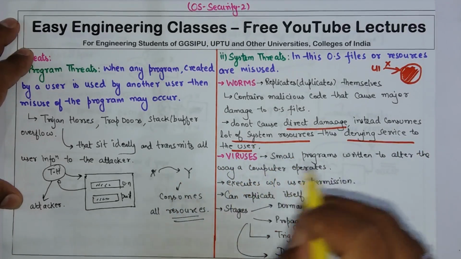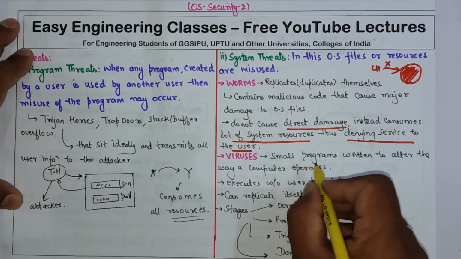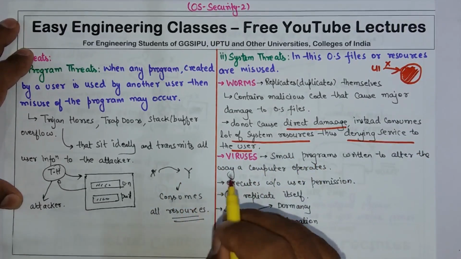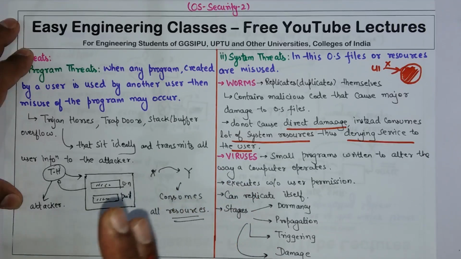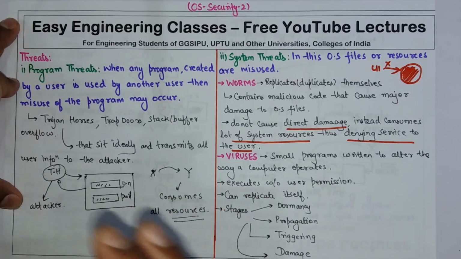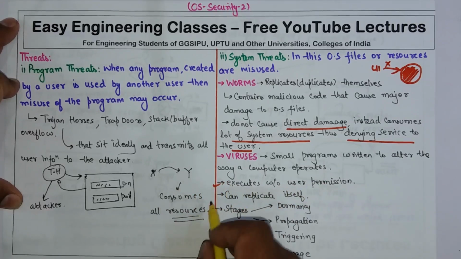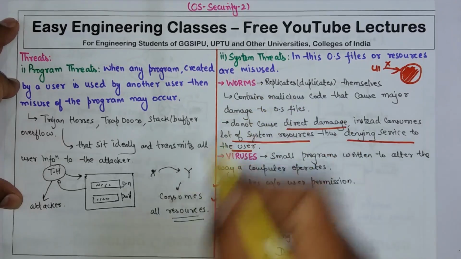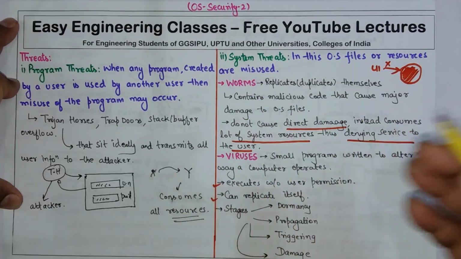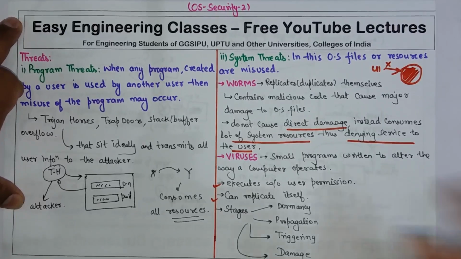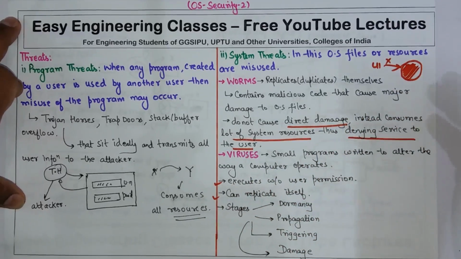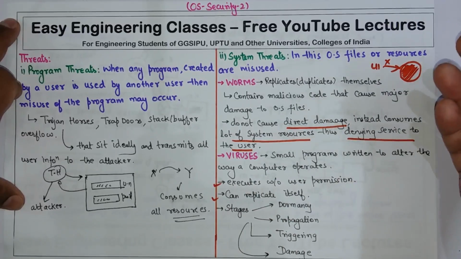Then viruses. Viruses are small programs written to alter the way a computer operates. Viruses are small programs that replicate themselves and also modify the system files. They execute without the user's permission and can replicate themselves just like worms, but they make certain modifications to the files or change the functionality of the files.